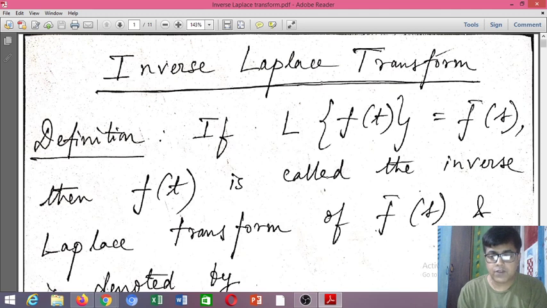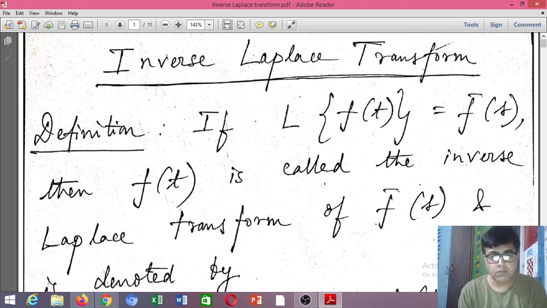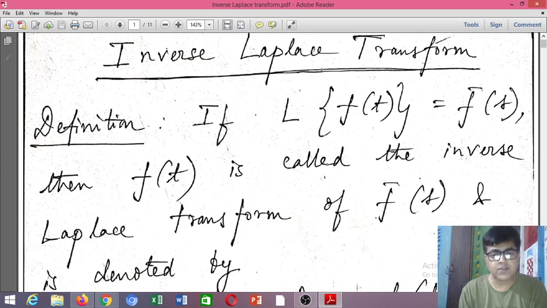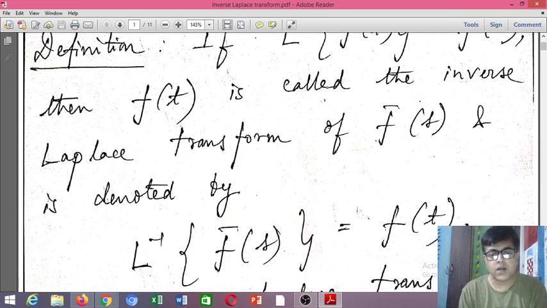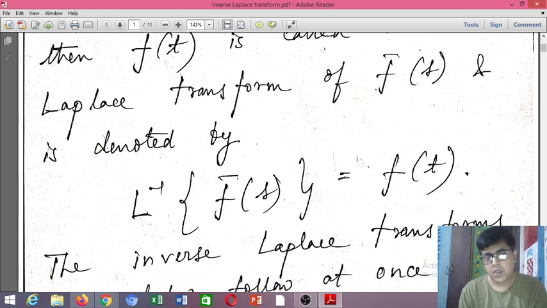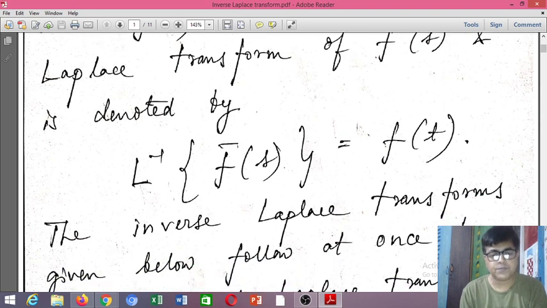Now the concept of inverse Laplace transform is something like this. If the Laplace transform of f(t) is known to be equal to f bar s, then the function f(t), that is the function of time, is called the inverse Laplace transform of the function of s, and is normally denoted by L inverse of f bar s is equal to f(t). So if L of f(t) is defined to be f bar s, then the function of time, f(t), is said to be the inverse Laplace transform of f bar s. This is the way we define the inverse Laplace transform of a function.